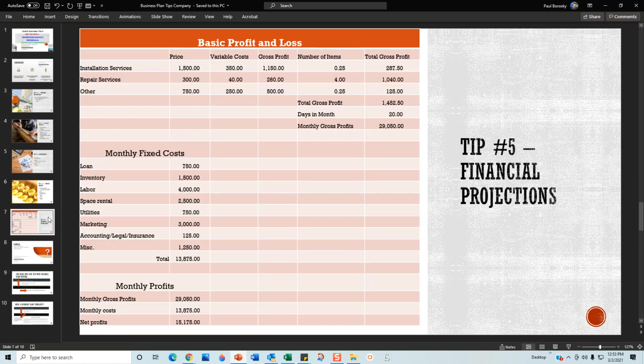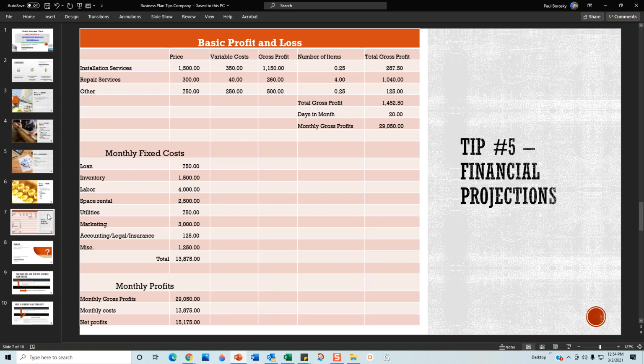All right, next is going to be tip number 5, financial projections. So a lot of people, when they're going to start a construction business, they're doing it for a profit. They're not doing it for kicks and giggles. It's not a nonprofit organization. This is a money-making venture. You're here to support yourself, your family, and your employees, and you're going to do that to the best of your abilities, and you're going to try to make the highest profit possible based on the work provided.